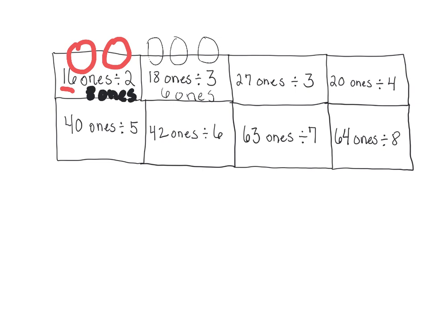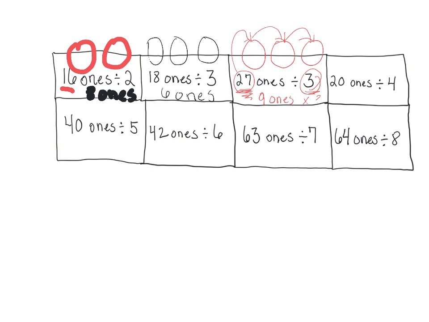Next one, we have 27 ones divided by 3. So here is our total, and this is how many groups we would be making. 1, 2, 3. We would be taking this 27 ones and spreading them equally into each one of these circles. And we can think to ourselves, 3 times what is going to give us 27? And that's why knowing our facts is so important. We would say 9 ones would go into each one of those circles.